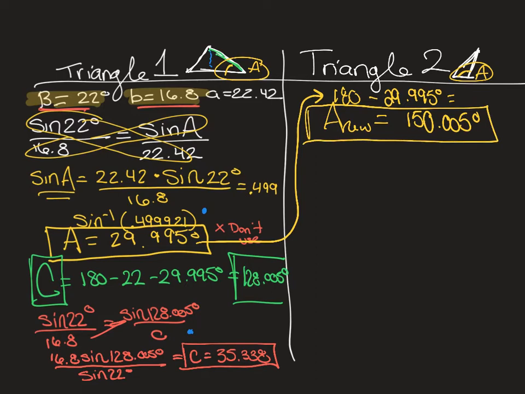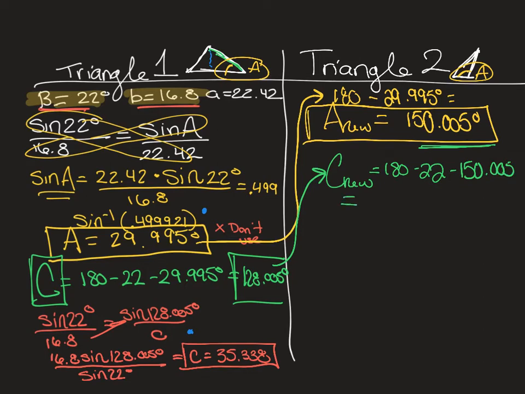And then I'm just going to follow what I did. So when I found angle C before, I did 180 minus 22 minus 29.995. Well, I don't have 29.995. I have this, I have 150.005. Same thought process though. So C new, exact same math, 180 minus the 22 that I had from angle B that I can never change, minus my A new, 150.005. That's going to get me my C new.